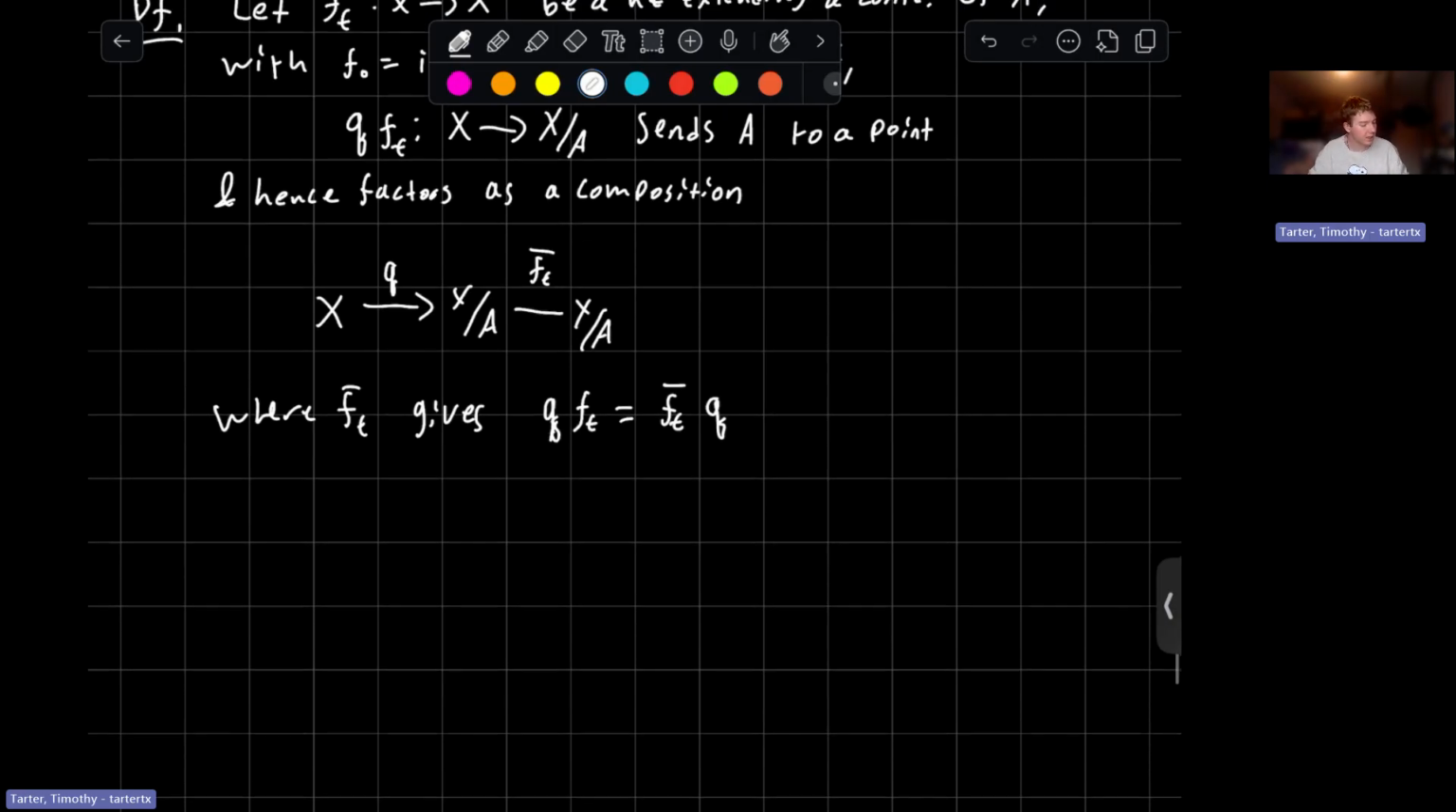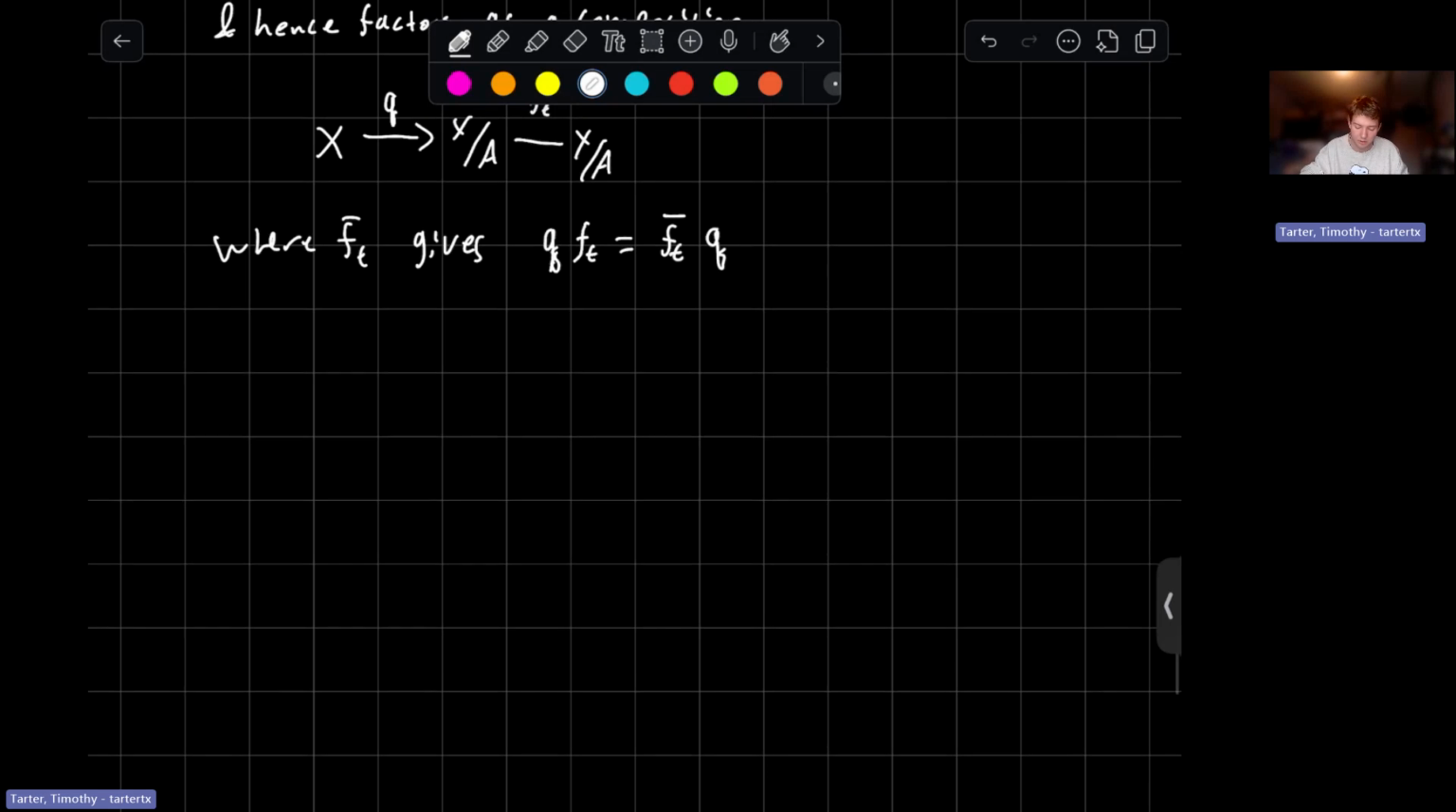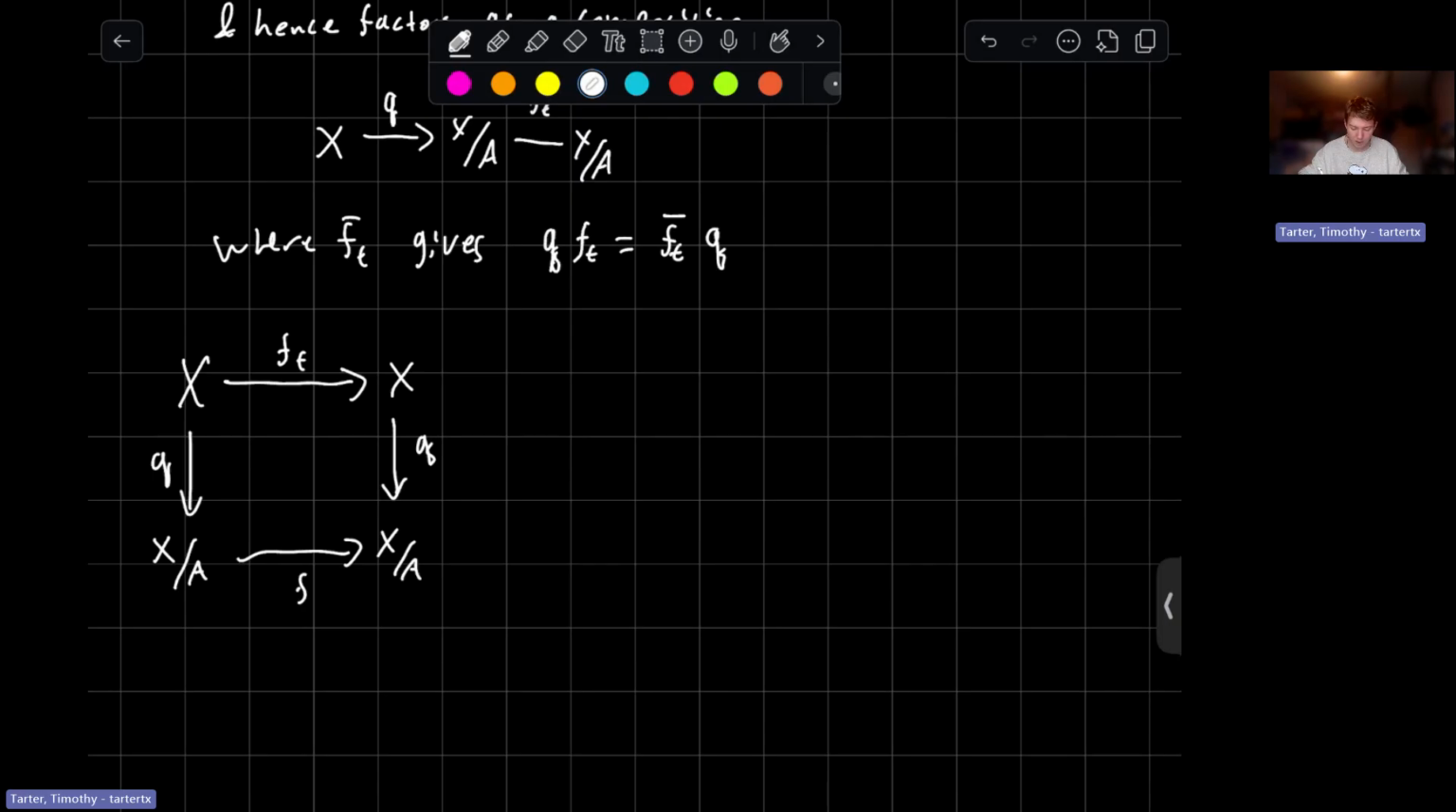So here they have some diagrams, and this is where it's hopefully going to make it so that I can explain this well. So f_t goes from X to X, q goes to X mod A, q goes to X mod A, and f_t bar goes from X mod A to X mod A.